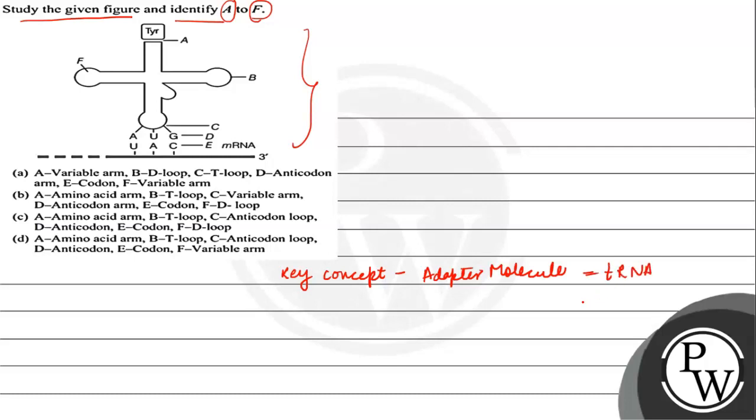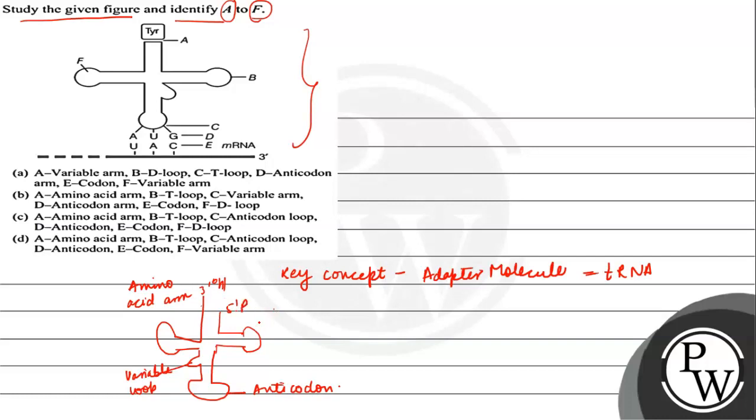tRNA. Now tRNA, suppose I am drawing this tRNA 5 prime, this is tRNA and this is variable loop, this is anticodon, this is 3 prime OH, that means amino acid arm. Along with that, this is 5 prime phosphate arm and D T psi C loop. This is the structure of tRNA.